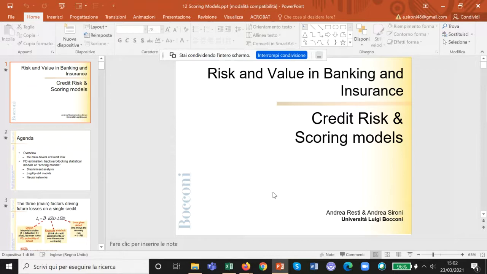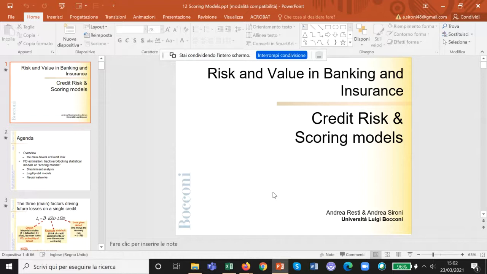Okay, let's start. Now, good afternoon to everyone. As I mentioned last time, we're now starting our part which is dedicated to credit risk. And within credit risk, we're going to look first at the components of the expected loss, i.e. PD and LGD. And we'll start by looking at models that are used to estimate the probability of default of a borrower.